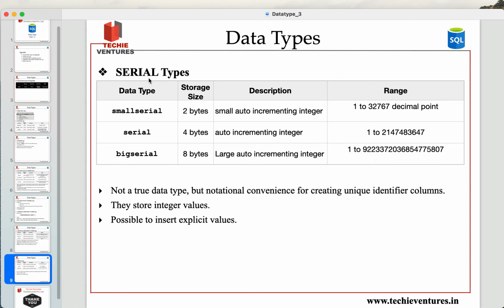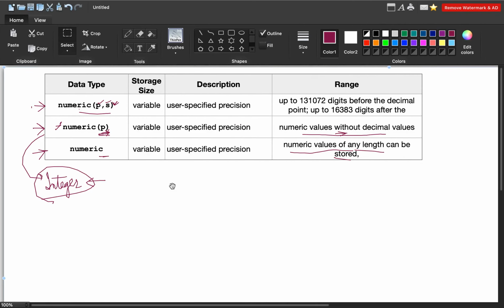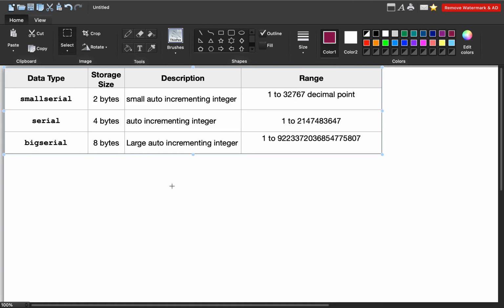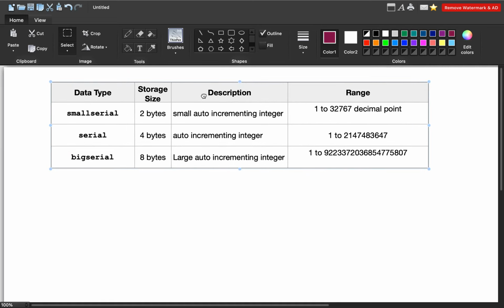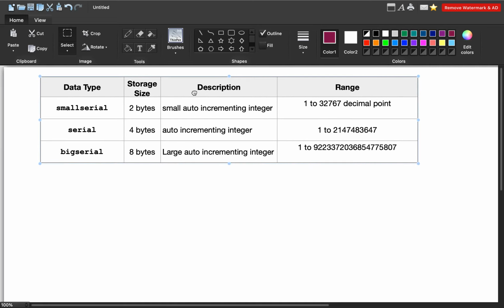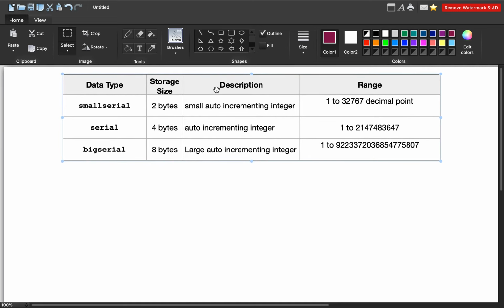Before we jump into the serial data type, let me give you a context of it. Serial data type is very much similar to integer data type. We have already seen integer data type in our previous video, right?